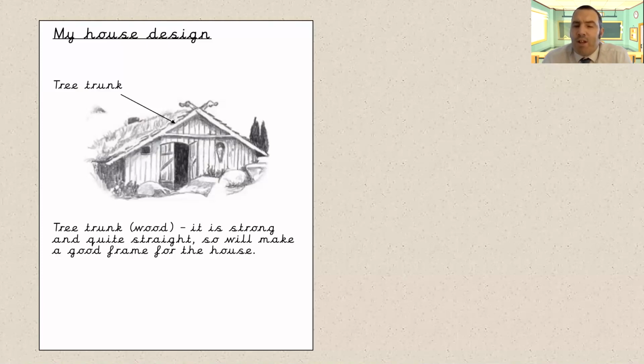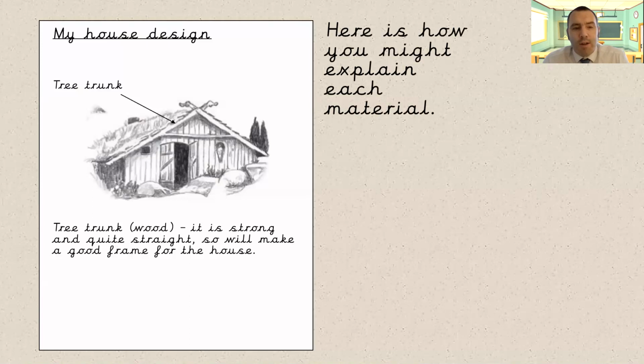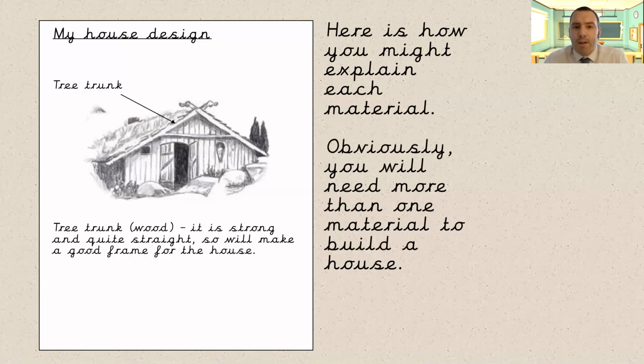I need to think about materials to use for the roof. So I want something that's going to be water resistant, that's going to keep me dry, that's going to keep me warm even. The tree trunk, I've labelled it on my drawing, and underneath I've written why I've chosen it. It's strong, it's quite straight, and it'll make a good frame for the house. So this is how you might go about doing it.